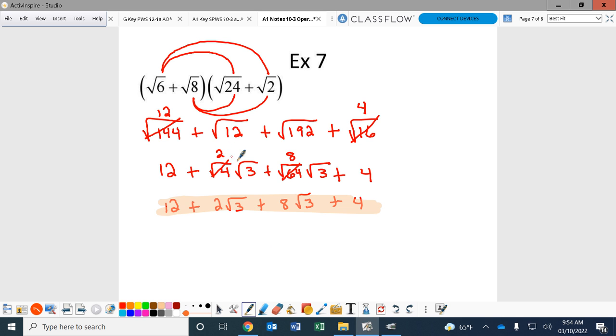Guys, if I have 2 square roots of 3 and 8 square roots of 3, that's going to give me a total of what? 10 square roots of 3. Plus, then we're going to add the numbers. The 12 and the 4 go together. So that's going to give me 16 on the end of it.